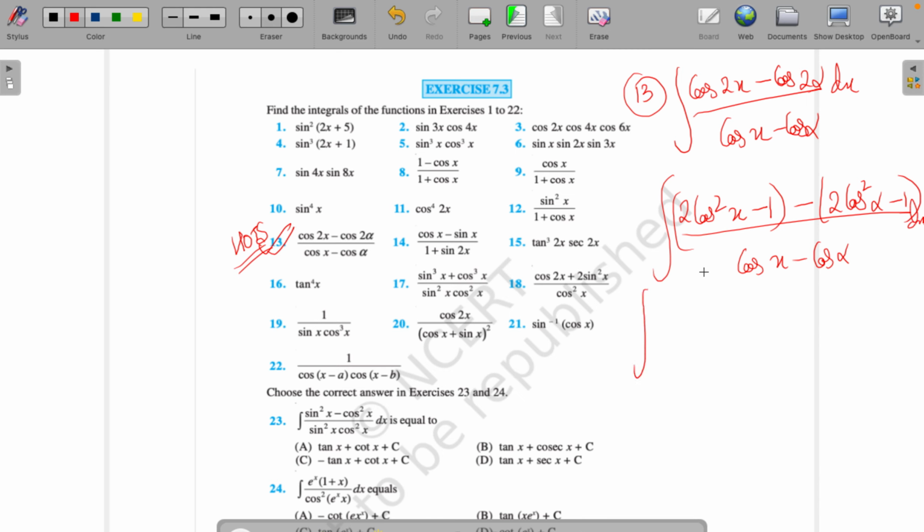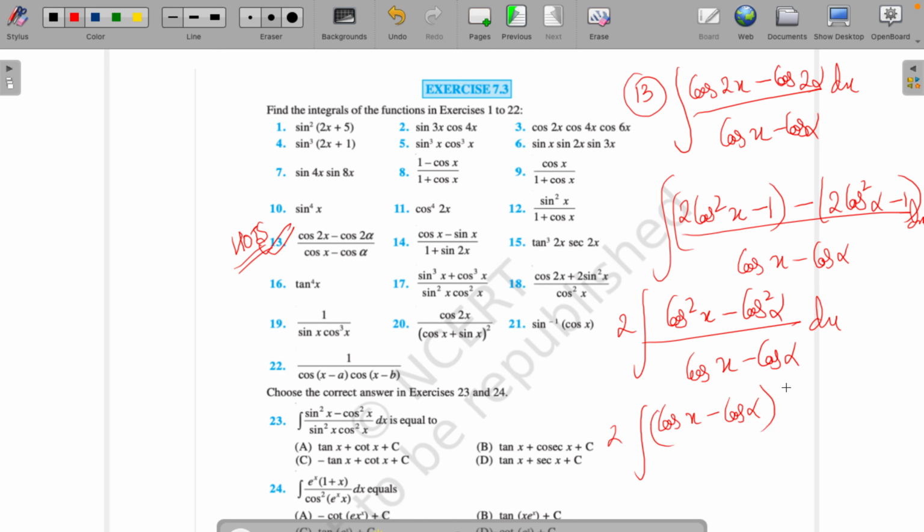Now, just open the bracket, and minus 1 and plus 1 get cancelled. 2 can be taken out. So the question will be reduced to this. Now, just use the same identity, a square minus b square is (a minus b)(a plus b). Now, this and this completely get cancelled.